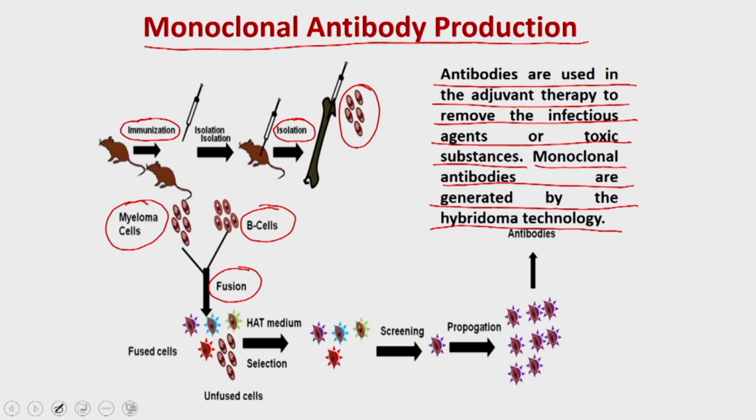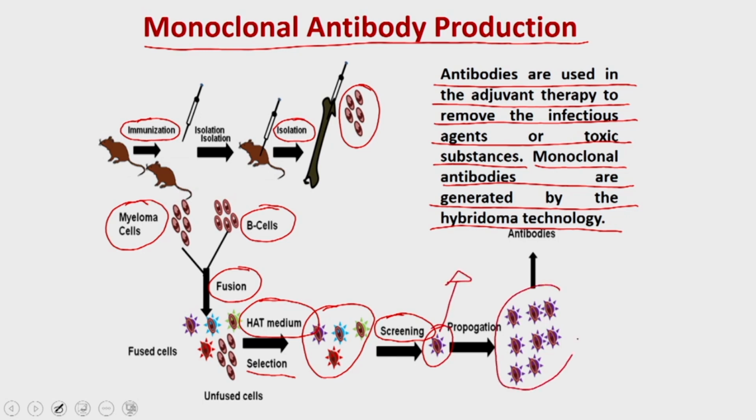These hybridoma cells then go through a screening process in the presence of a specialized media called HAT media. HAT media is going to kill all the unfused cells, and then you have the hybridoma cells, which contain different types of B cells fused with the myeloma cells. Then you do a further screening with the help of the antigen to isolate the monoclonal hybridoma which is going to express your monoclonal antibodies.